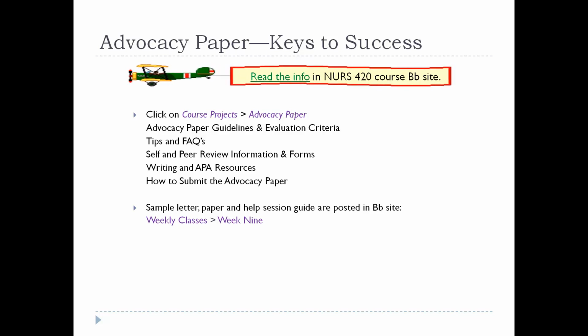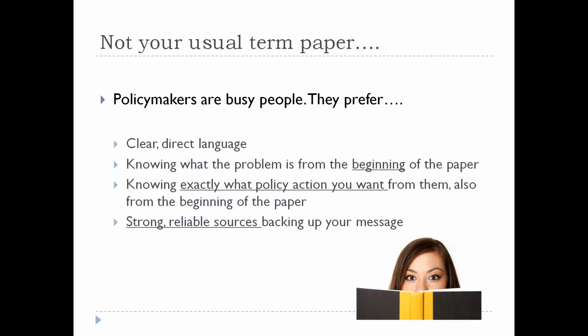Forms for doing the self and peer review are included here. There's lots of information on writing and APA resources. And finally, there's information on how to submit the advocacy paper at the deadline. There's also a sample letter, paper, and help session guide posted in the course Blackboard site. Click on Weekly Classes Week 9 to find that information.